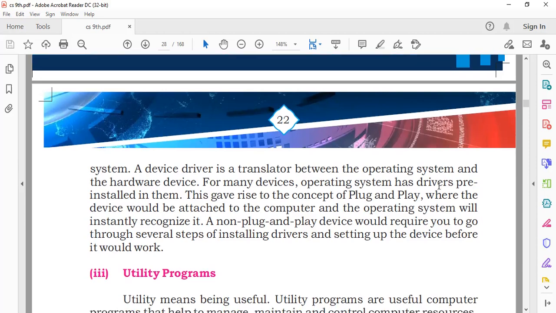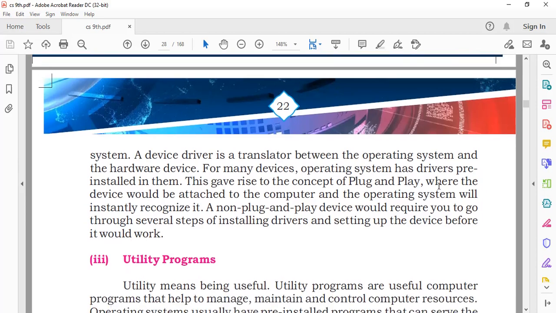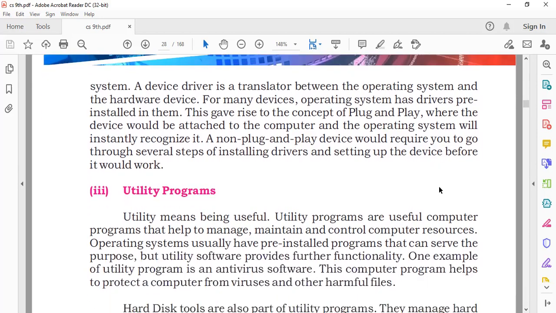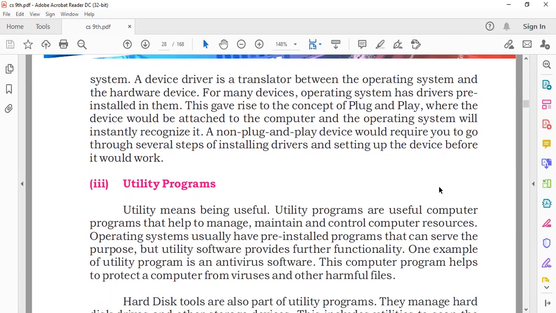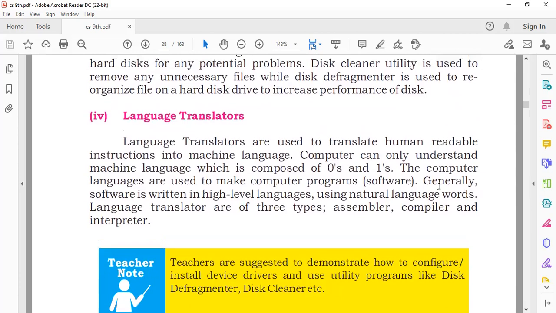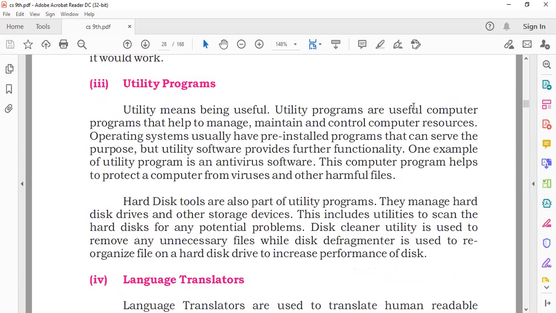A non-plug and play device would require you to go through several steps of installing drivers and setting up the device before it could work. Now they are showing the difference between plug and play and non-plug and play. In non-plug and play, you have to go through several steps of installing drivers, and then you can do the work afterwards. But in a system where plug and play is already there, you don't have to install anything. It will be automatic.